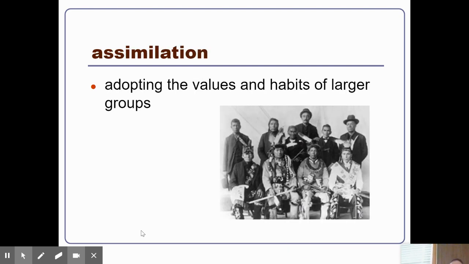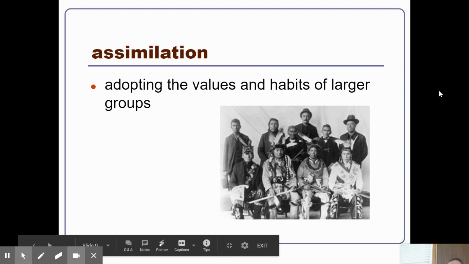Assimilation just simply means adopting the values and habits of a larger group. In other words, as the US government moved further and further west and expanded its country, it wanted to get indigenous groups like the Dakota and the Ojibwe to assimilate to the European American way of life. In other words, we want to Americanize you. We want you to become like the Americans instead of continuing your traditions and customs as you always have within your culture, the Dakota and the Ojibwe. And that is our final term.